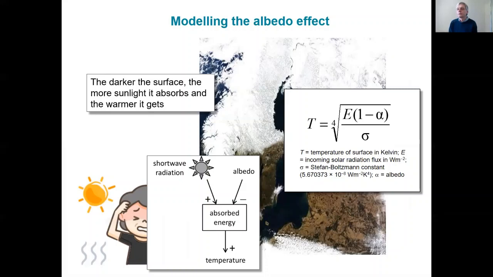A formal way of representing the albedo effect is through this equation. It's the Stefan-Boltzmann equation, or one way of formulating that equation. It's a full mathematical representation of the albedo effect. Each of these is a model.